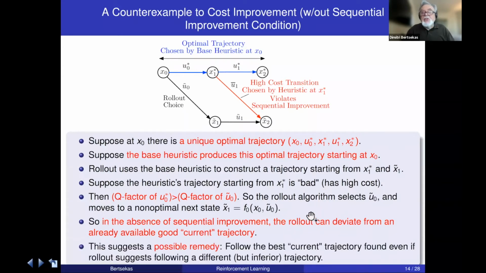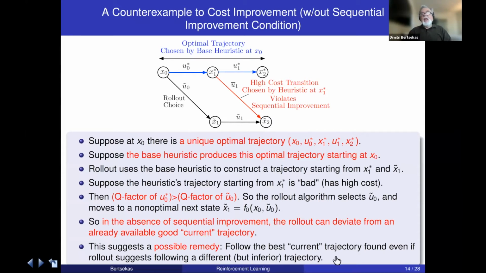This example also suggests a remedy for this situation. We keep track of the current best trajectory that we have found. And even if the rollout suggests following a different but inferior trajectory, we reject that and we keep following the current best trajectory. So we already have a trajectory and the rollout algorithm suggests some additional trajectories, but all of them are worse. In that case, we continue to follow the previous best trajectory and we avoid following the inferior trajectory suggested by rollout.